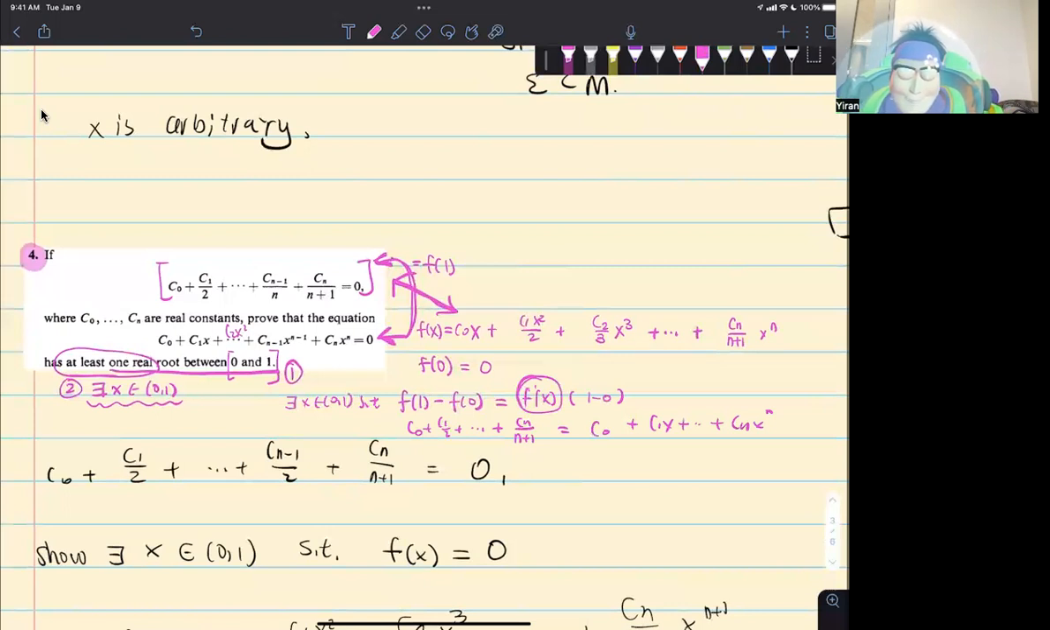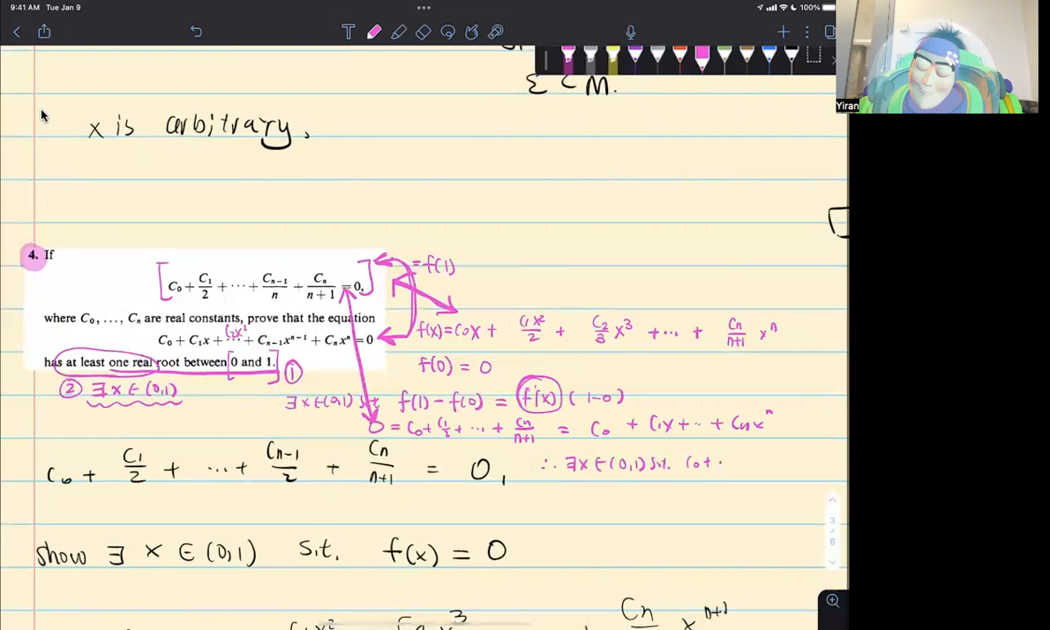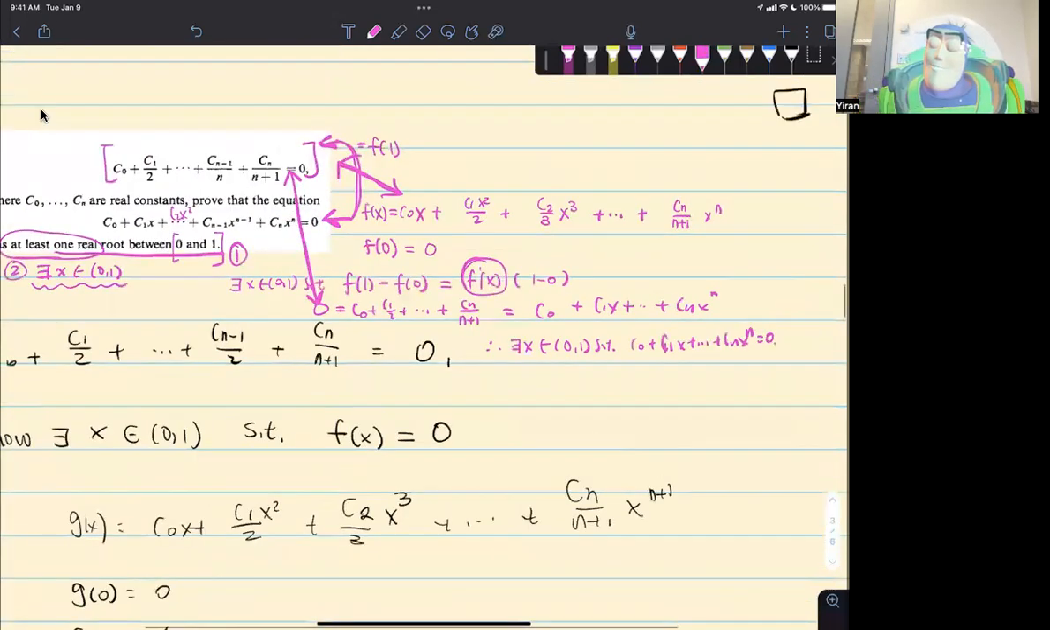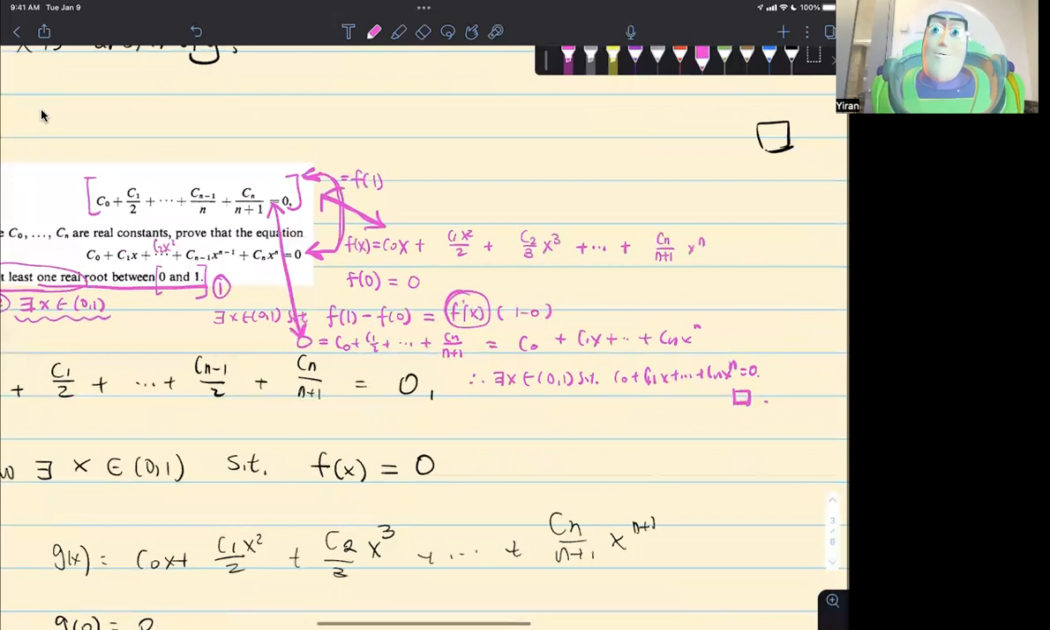F of 1 of this function is equal to this. Oh, right, because this is equal to 0. See, we're using this assumption now. Right, so this is equal to 0. Therefore, there exists x in the interval (0, 1) such that c0 plus c1 x plus and so on plus cn x to the n is equal to 0. And therefore, we're done.